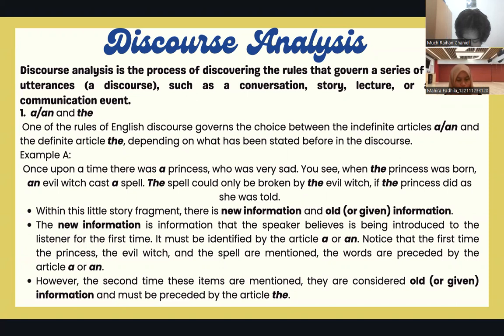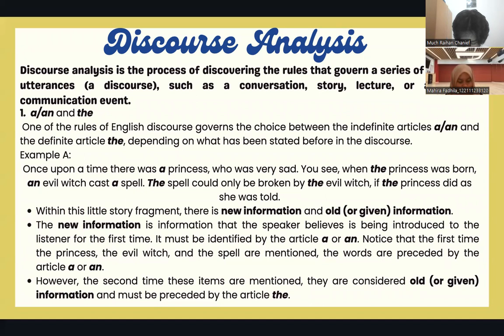So the first example. Once upon a time, there was a princess who was very sad. You see, when the princess was born, an evil witch cast a spell. The spell could only be broken by the evil witch if the princess did as she was told. So within this little story fragment, there is new information and old or given information.